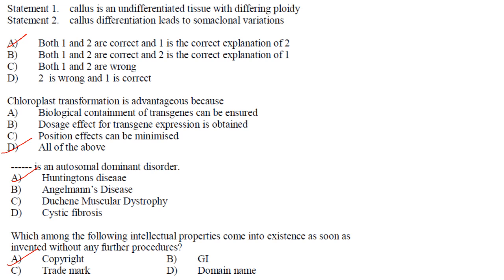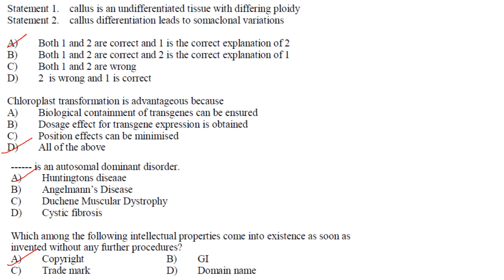The next one. Chloroplast transformation is advantageous because biological containment of transgenes can be ensured. Yes. Dosage effect for transgene expression is obtained. Position effects can be minimized. All of the above. So all of the above is the answer. Then dash is an autosomal dominant disorder: Huntington's disease, Engelmann's disease, Duchenne's muscular dystrophy and cystic fibrosis. So out of these, the autosomal dominant disorder is Huntington's disease. Answer is option A.